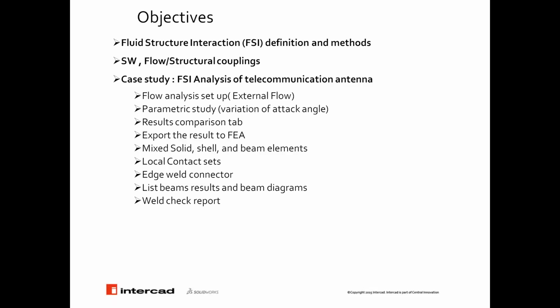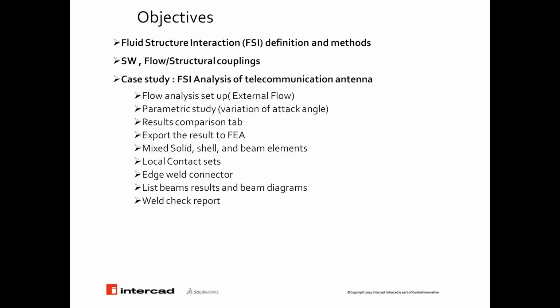As soon as we finalize the flow, it's time to export the result to our FEA study. Because of the structure we have, we are introducing different meshing techniques and also different element types such as solid, shell, and beam elements. We will introduce how we can use all three elements in one model. We will introduce local contact set, and also one type of connector, which is edge weld.